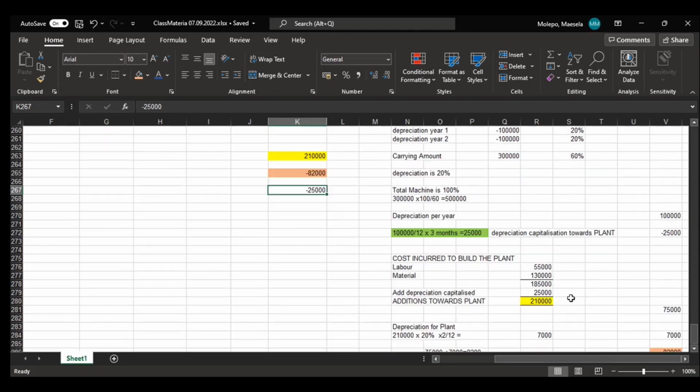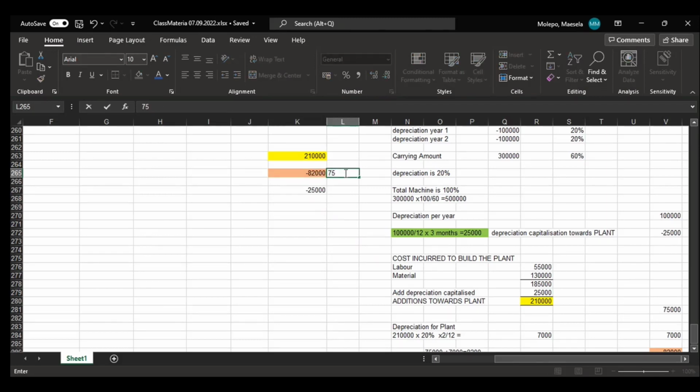Remember, the 82 is up because of the 7,000. If it was not that 7,000, it was going to be 75. So remember the 75 here. I'm just making you understand. Plus the 25 here, they will both be in brackets, both in the minuses. So at the end here, we're going to have the 100,000.